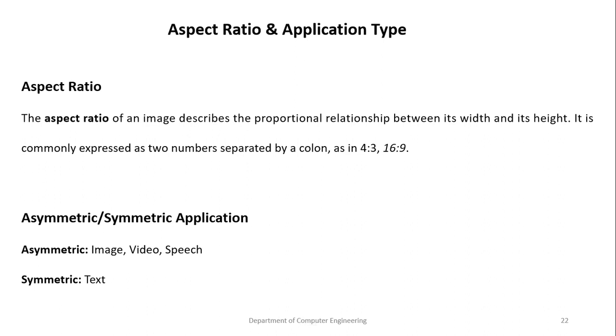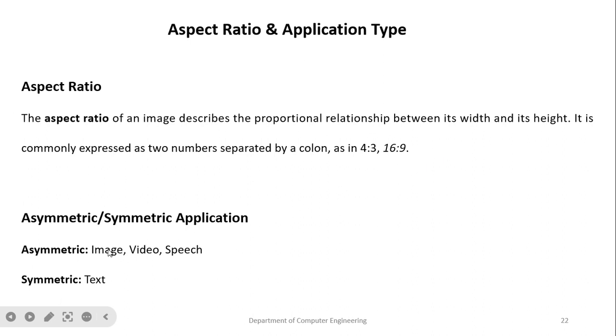Aspect ratio and application type. The aspect ratio of an image describes the proportional relationship between its width and its height. It is commonly expressed as two numbers separated by a colon, such as 4:3 or 16:9. So when we see movies on a big screen, the ratio is generally 16:9.